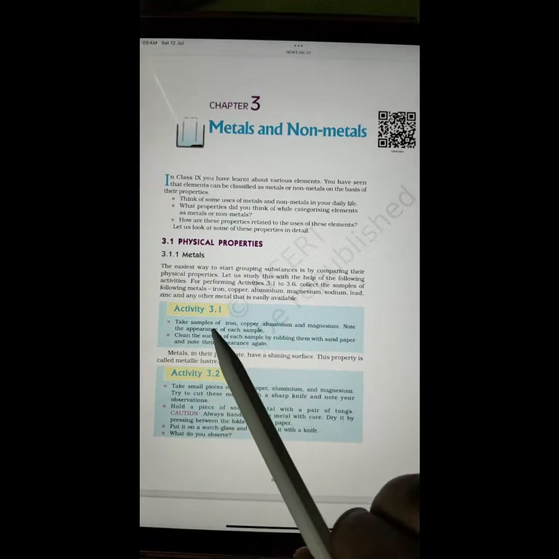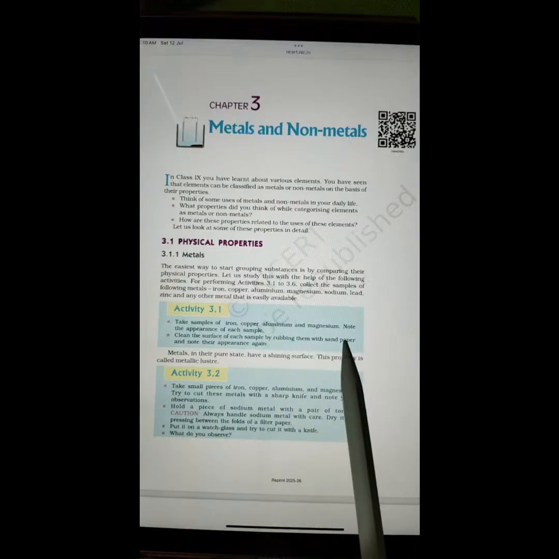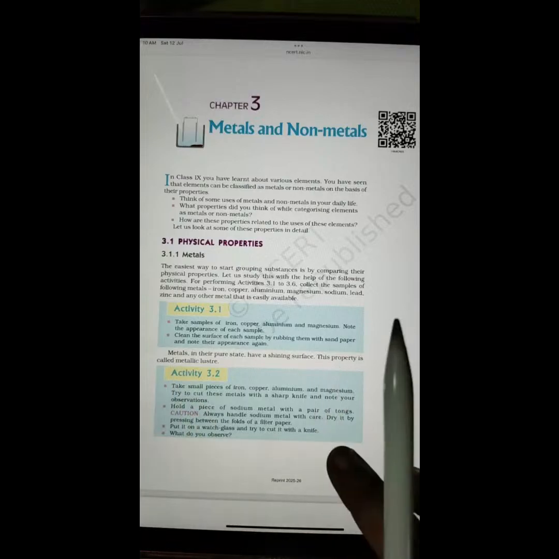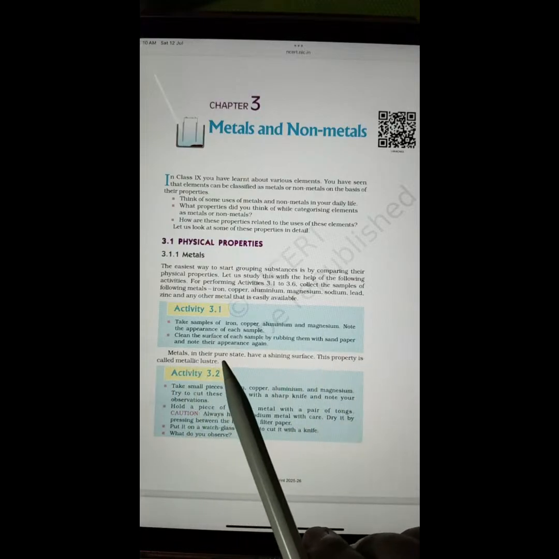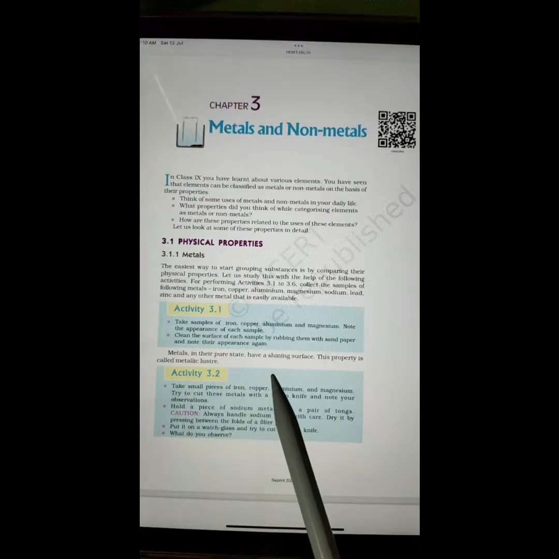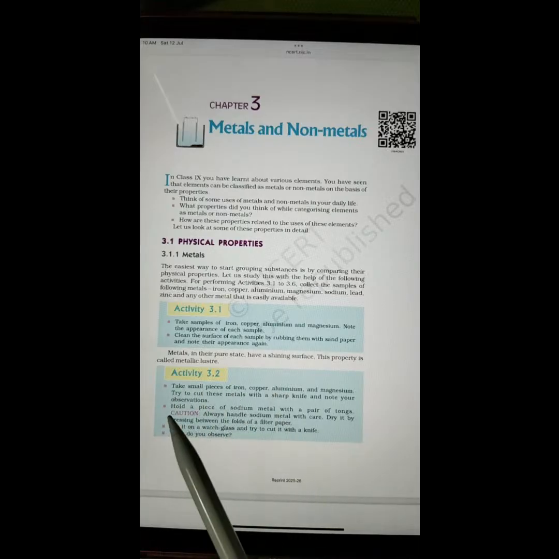Activity 3.1. Take samples of iron, copper, aluminium, and magnesium. Note the appearance of each sample. Clean the surface of each sample by rubbing them with sandpaper and note their appearance again. Metals in their pure state have a shiny surface. This property is called metallic luster.